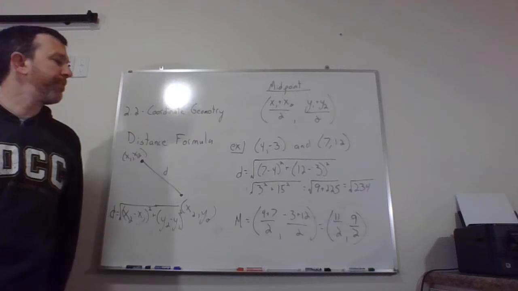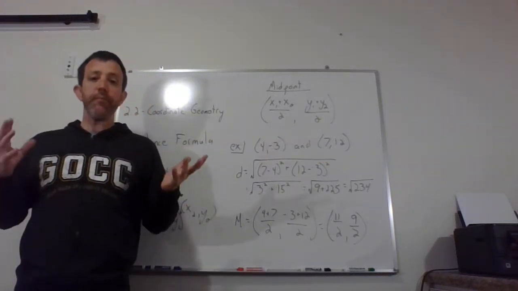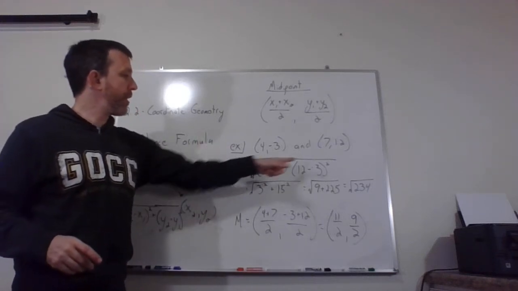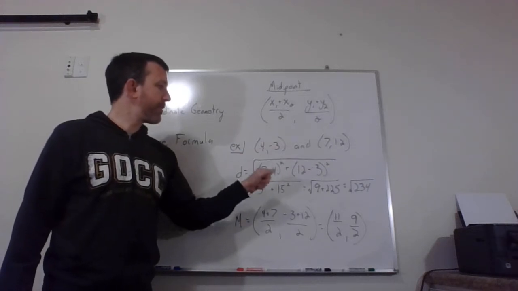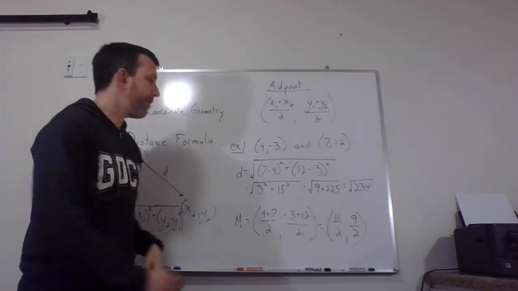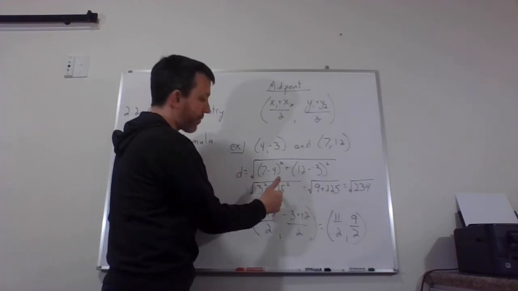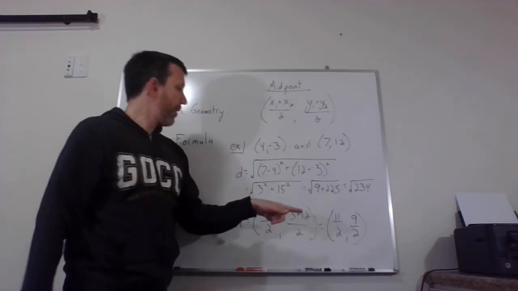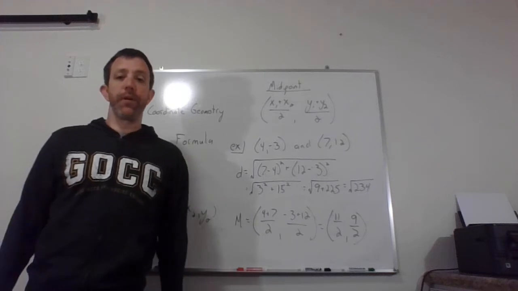All right, so I have an example here. The ordered pairs are (4, -3) and (7, 12). I want to find the distance and the midpoint. So for the distance, you can see I plugged in my numbers. I have 7 minus 4, squared, for the x's, and 12 minus -3. You're going to be a little bit careful here because, again, it's minus a negative, so it's really going to be 15 there. So we have 3 squared and 15 squared. We have 9 and 225, which makes 234, and we have the square root of it.